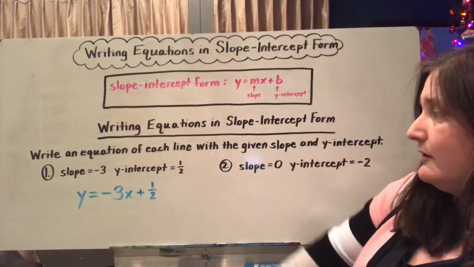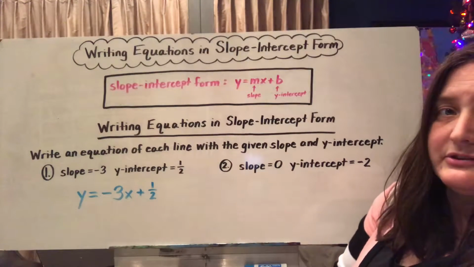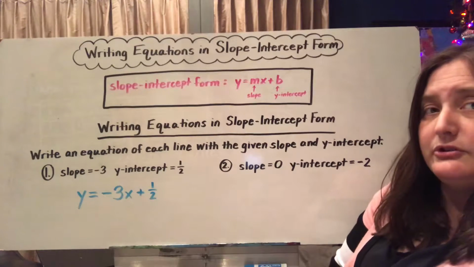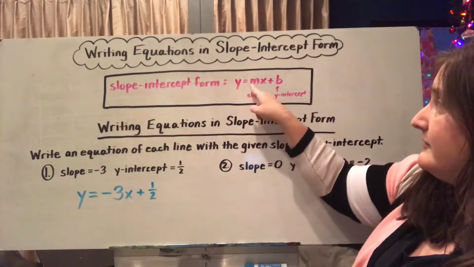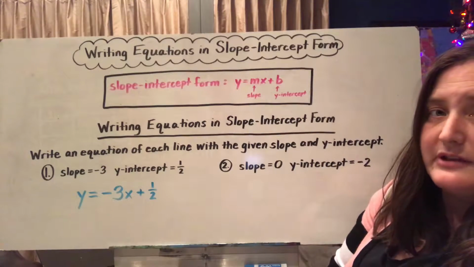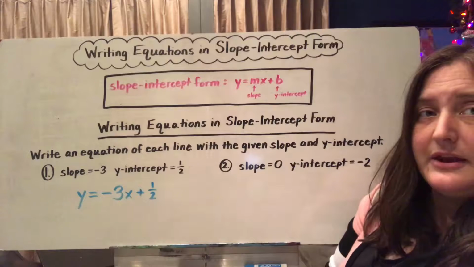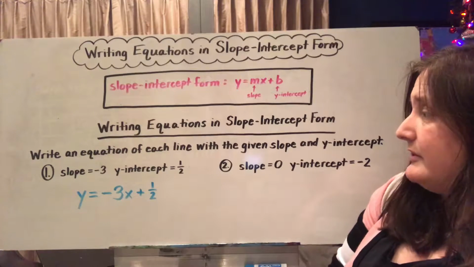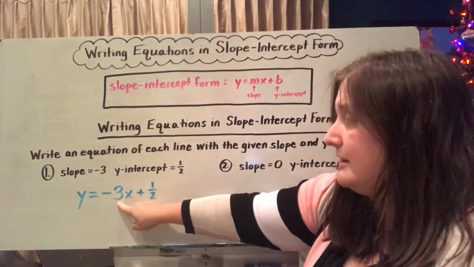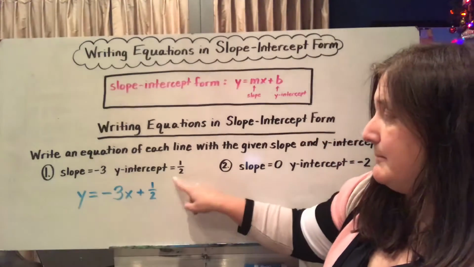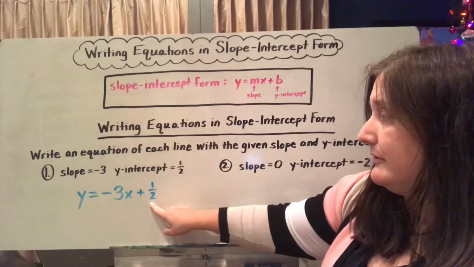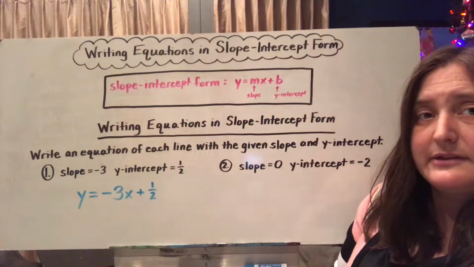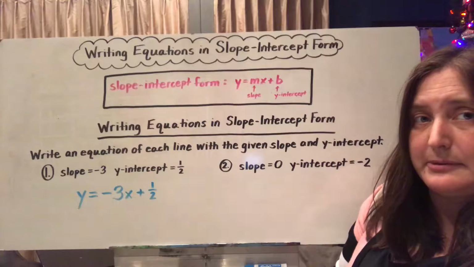So when we're writing an equation in slope-intercept form, we have to consider what information is being given to us. So in these problems, they're giving us the slope and the y-intercept. So all I need to do is substitute my slope in place of the m and my y-intercept in place of the b. And then if there's any simplifying to be done to my equation, I want to do that. So in this case, for m, I'm putting in -3, my slope, and for b, I'm putting in 1/2, my y-intercept. So I have y equals -3x plus 1/2. In this case, that's our final answer.